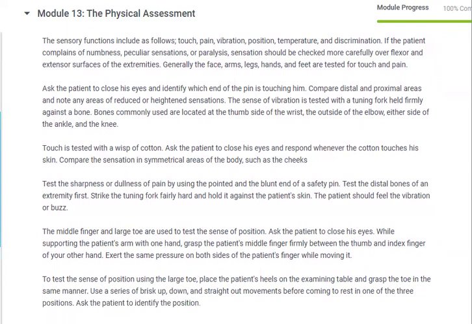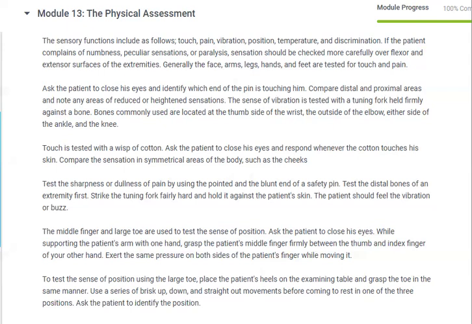Touch is tested with a wisp of cotton. Ask the patient to close his eyes and respond whenever the cotton touches his skin. Compare the sensation in symmetrical areas of the body, such as the cheeks. Test the sharpness or dullness of pain by using the pointed and the blunt end of a safety pin. Test the distal bones of an extremity first.